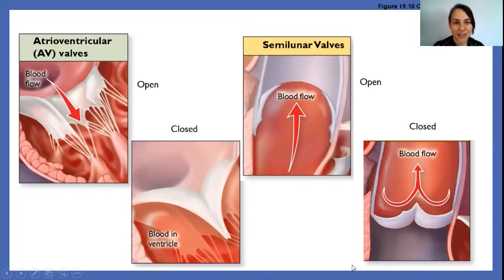This is just a little summary where you can really see the difference between the atrioventricular valves with their cusps and the strings holding them so that they can be closed against that upward pressure. And then the semilunar valves acting like those one-way doors that only allow that blood flow up but not back.